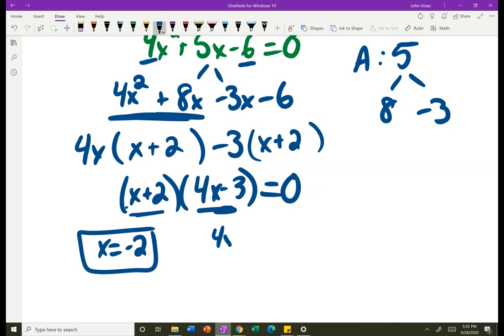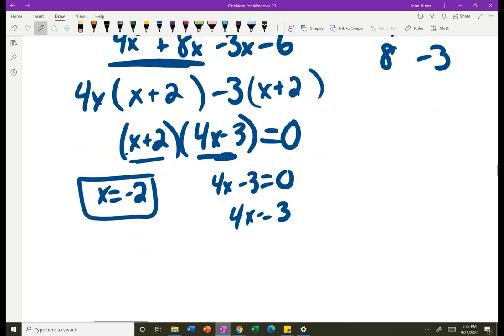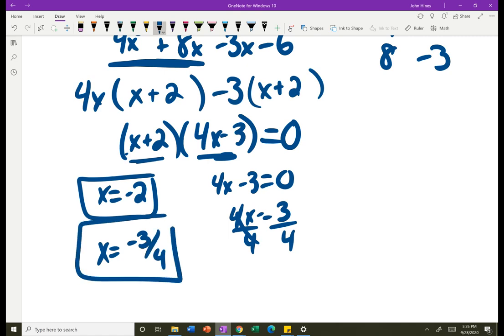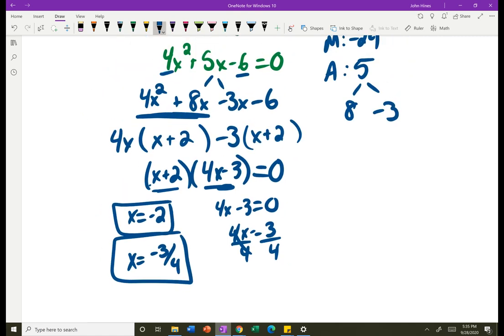Or 4x minus 3 equals 0. Add the 3 over, divide by 4. x equals 3/4. Those are my two solutions. Those are the two values that when I plug it in, make it equal 0.